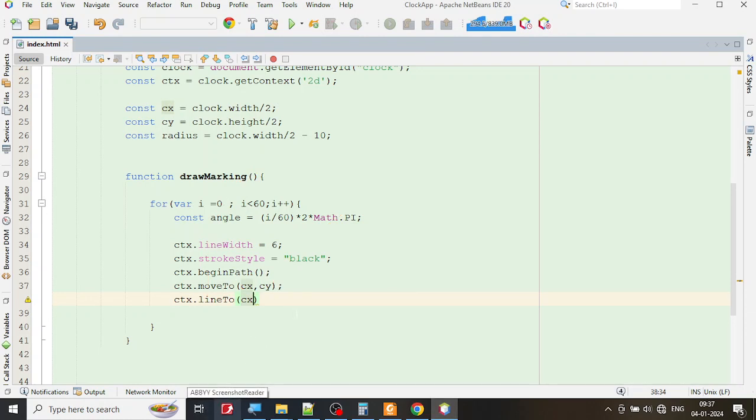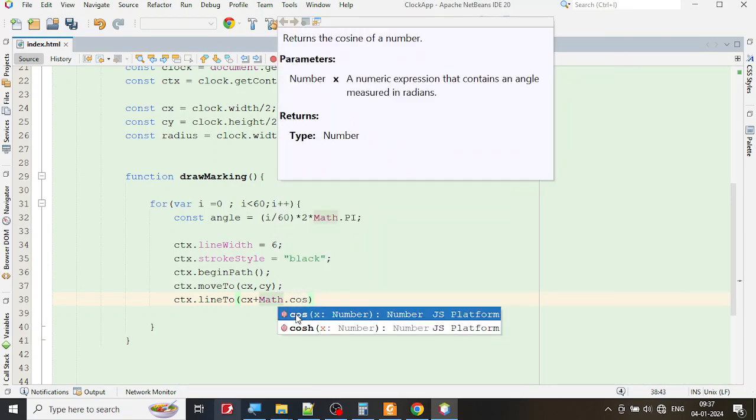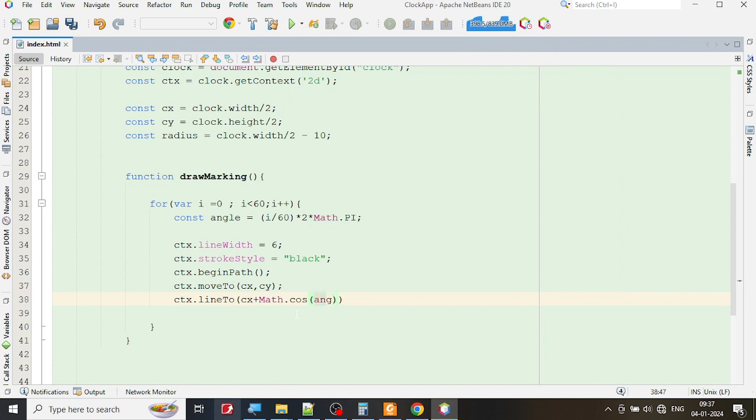So from the center plus what is the value? You know very well, how do you get it? Math dot cos of the angle into radians. You can say cx into radians, cos into radians, or radians into cos, it is one and the same. You are going to say radius, so r cos theta. Similarly, into math dot sine, r sine theta. So this is sine theta into r. R is nothing but your radius. Okay, so that is done.